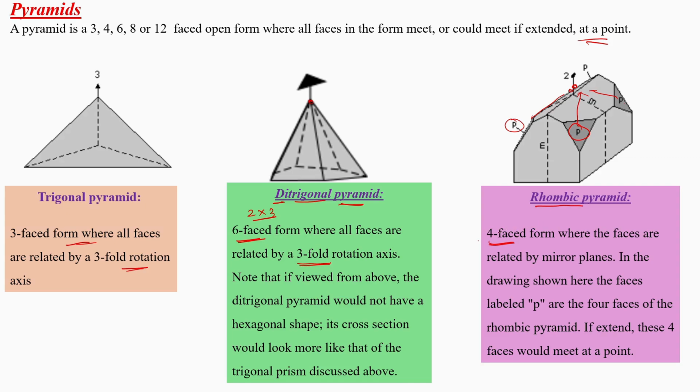If 6 similar faces connect at a point, it is a ditrigonal pyramid. And here it is connected and related to the rotation axis, but in the rhombic pyramid it is connected with the mirror plane. So we have to relate the symmetry and the number of faces, and the relationship of this particular single set of faces. If it is parallel, then it is a prism. If all the faces connect at a particular point, then it is called a pyramid.